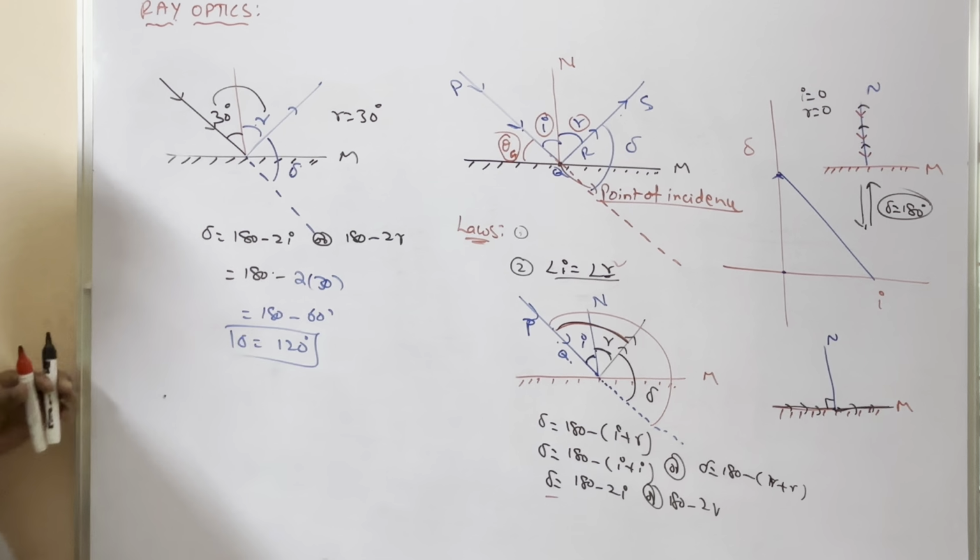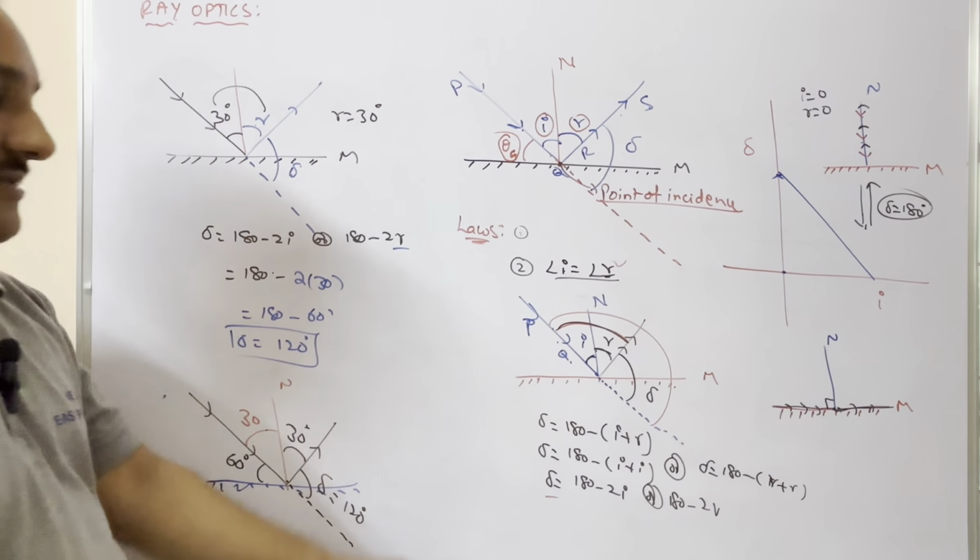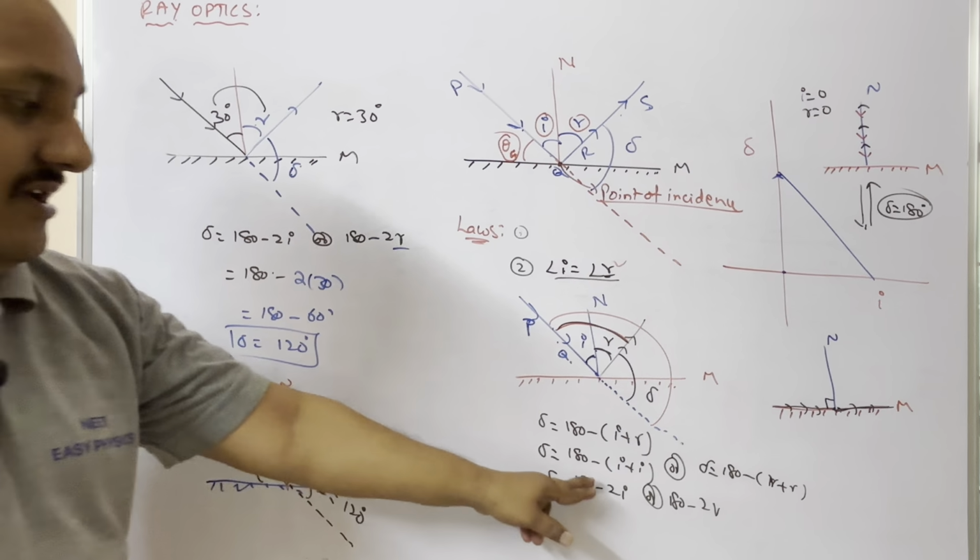So when the angle of incidence is 0, the angle of reflection is also 0, but the deviation is going to be 180 degrees. If you use this formula, you are going to get the angle of deviation in all the cases.